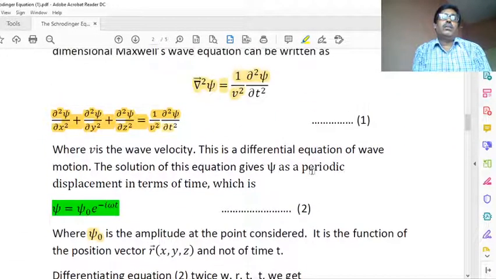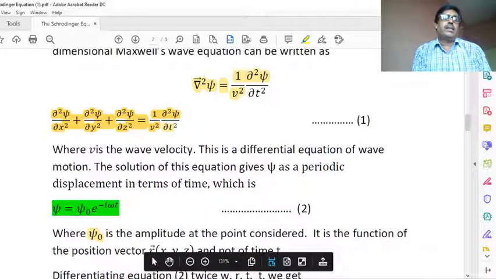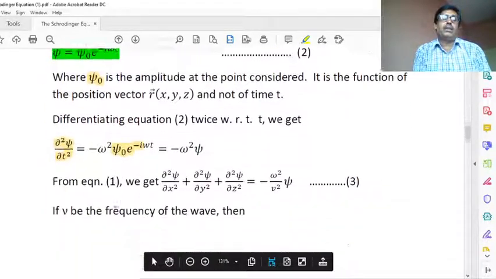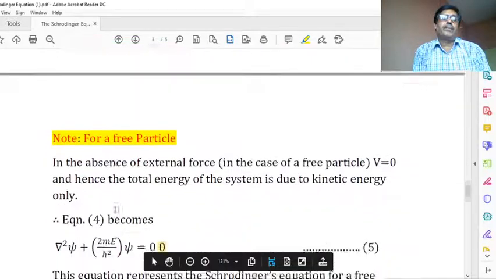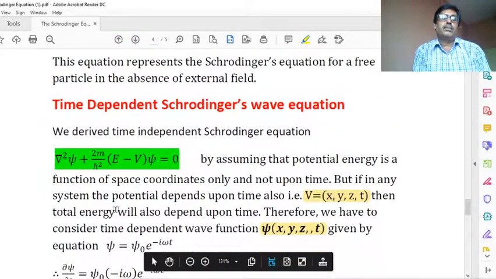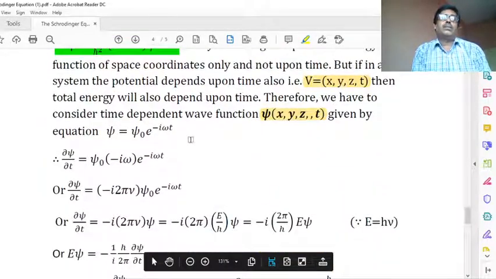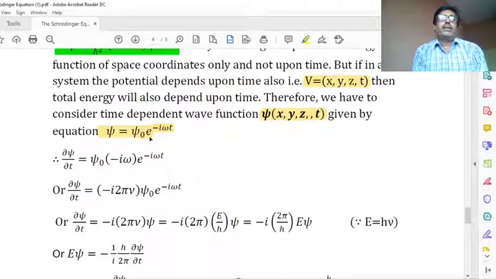As I told you in the first part, this is the solution: psi is equal to psi 0 e to the power minus i omega t. Again I am proceeding from that solution part. See, this is the solution here. Now we differentiate it with respect to time. Del psi by del t is equal to this.